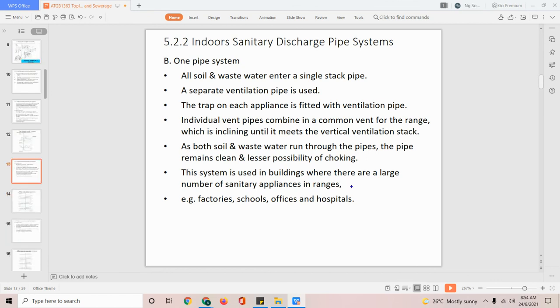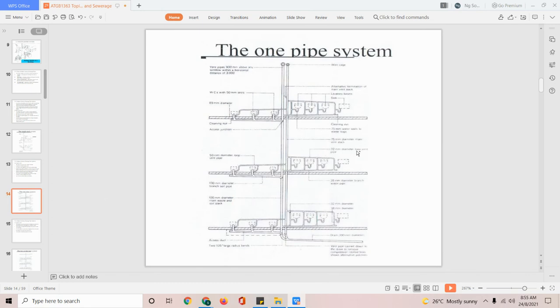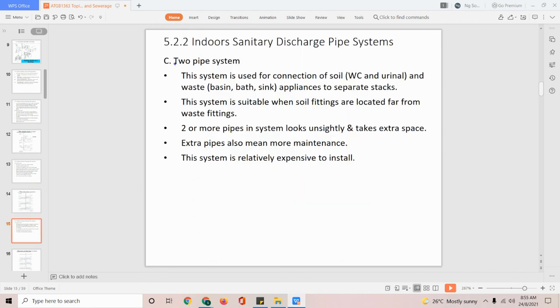Okay, so for one pipe system, all of them are still in the same, but then you want to have separation between your WC and your basin. So this is called a one pipe system. There will be a separation. So the WC will go into here, one of the pipe, and then the basin will go to the other pipe. So this is called a one pipe system. And then we go to two pipe system.